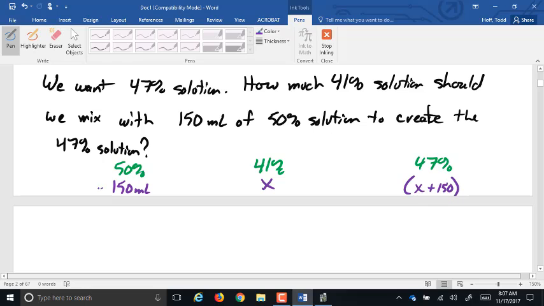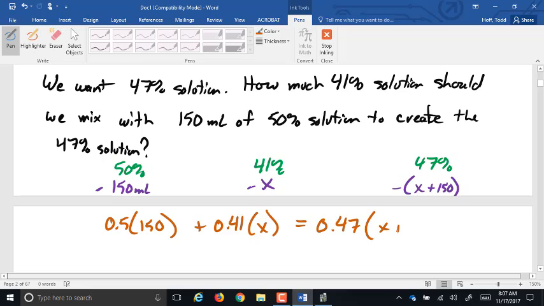Just like up above, we added these two volumes together to get the total volume. Same here. Just one of them is x. So now 50% times 150, that'll be 0.5 times 150, plus 41% will be 0.41 times x, equals 47%, which is 0.47 times (x plus 150). We know how to solve that.